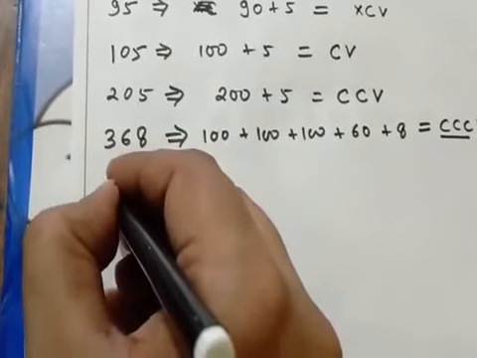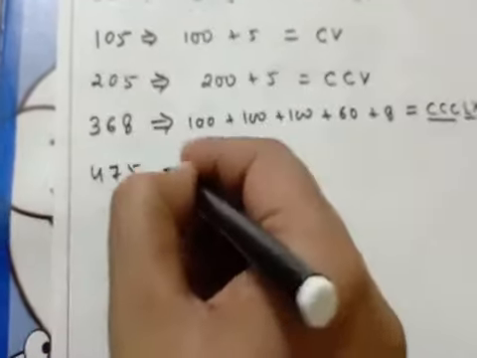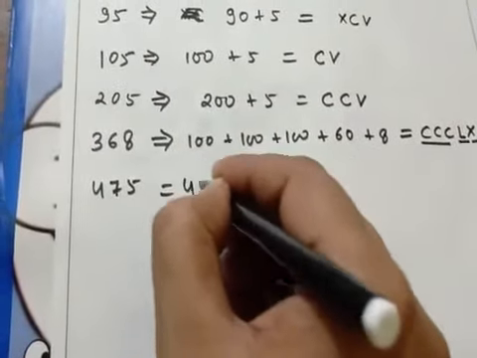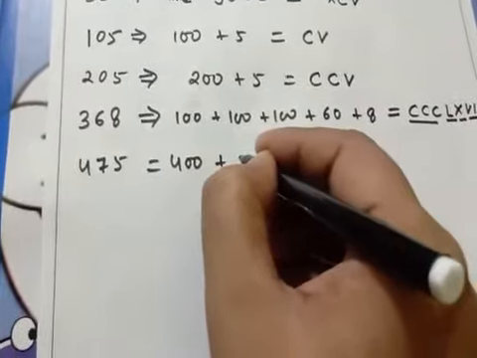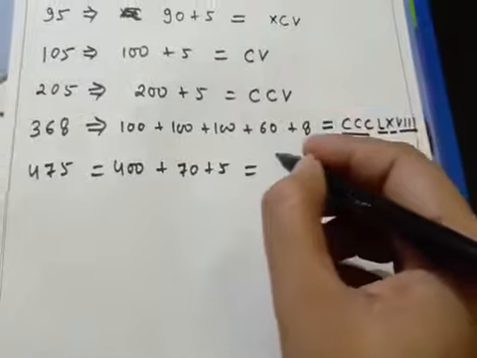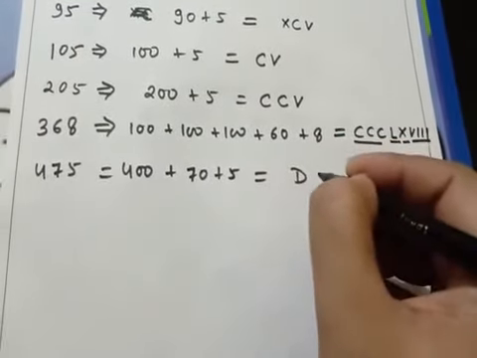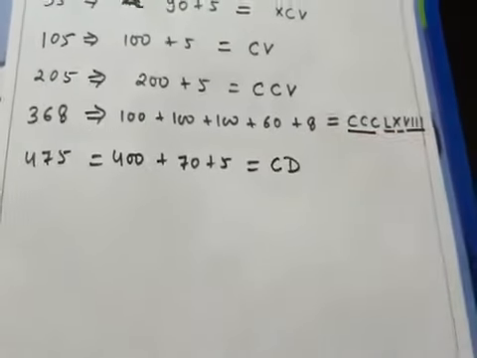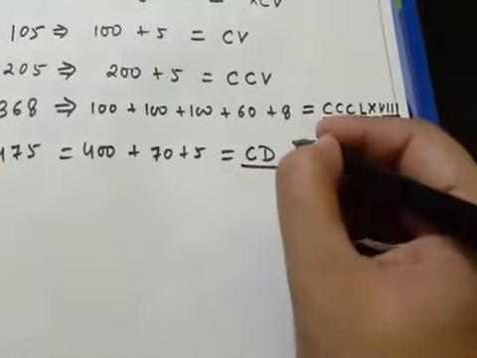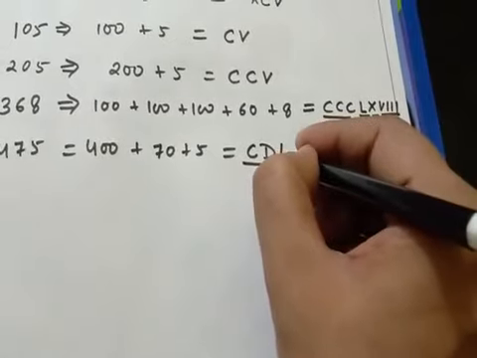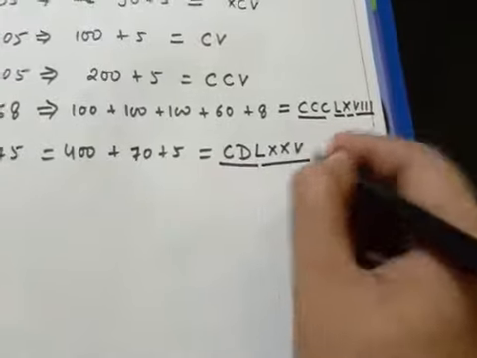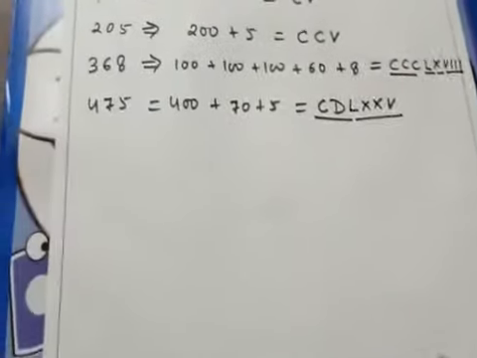Again, 475. We can break the number as 400 plus 70 plus 5. How can we write this? We use the symbol D for 500 and write C before it for subtraction. Now it becomes 400, then 70. How can we write 70? This is 50, 60, 70, plus 5 becomes 75.